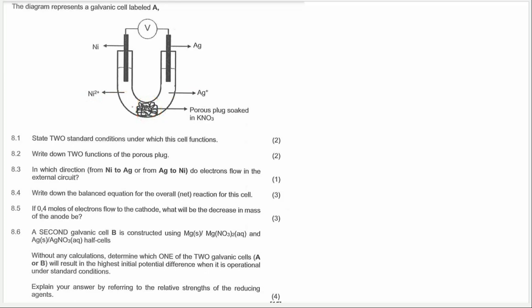So that means the solution from this side should not mix with the solution from this side. So the ion present here is not the ion which will be present here. And you see they say porous plug soaked in potassium nitrate. So this is the component that this plug has, so it is going to act as a salt bridge.